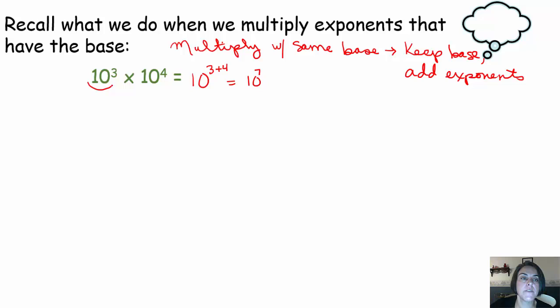You can think of that. Here I have 3 factors of 10. Here I have 4 factors of 10. So I now have a total of 7 factors of 10.